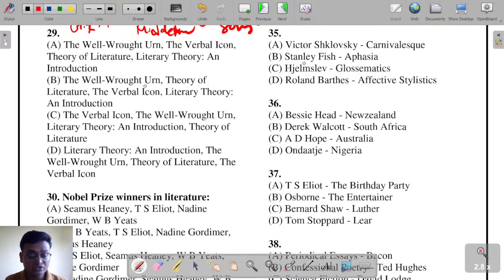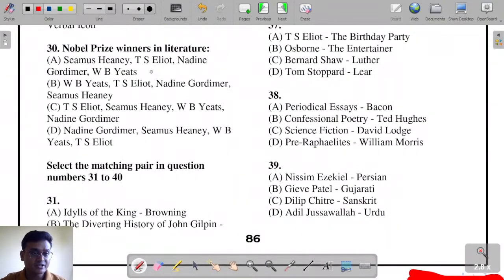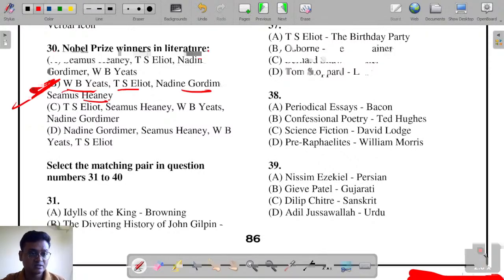So here 29 is on screen. First one is The Well Wrought Urn, then The Verbal Icon, Theory of Literature, Literary Theory: An Introduction. This one is the right answer here. Nobel Prize winners in literature, 30 here. You see, William Butler Yeats first, after that T.S. Eliot, Nadine Gordimer and Seamus Heaney. So B is the right answer.